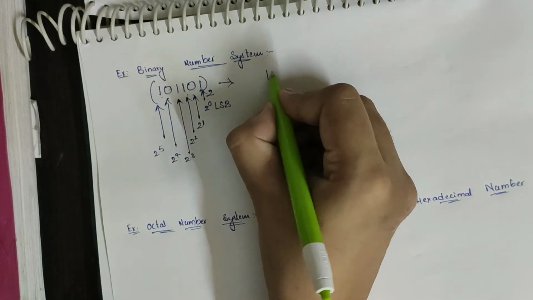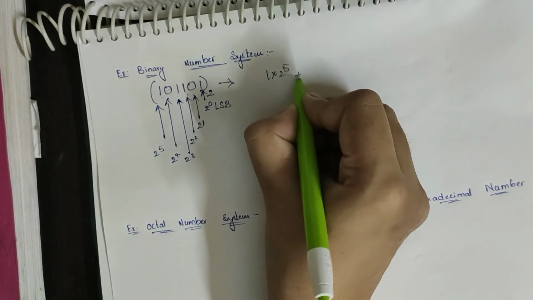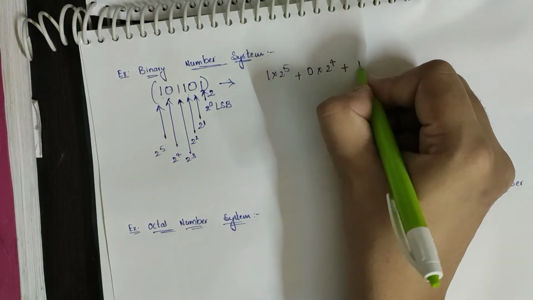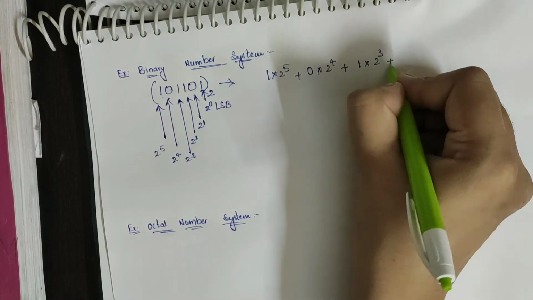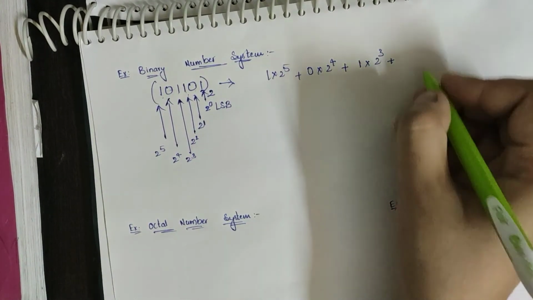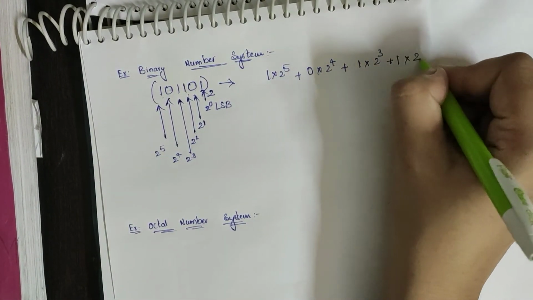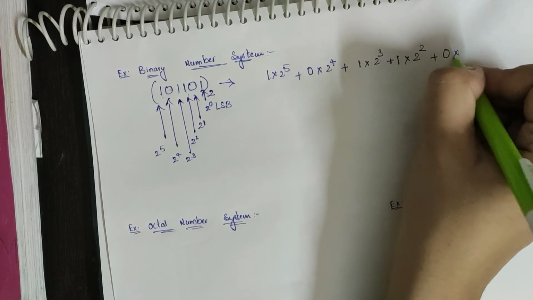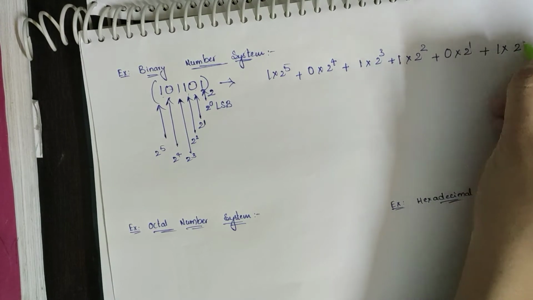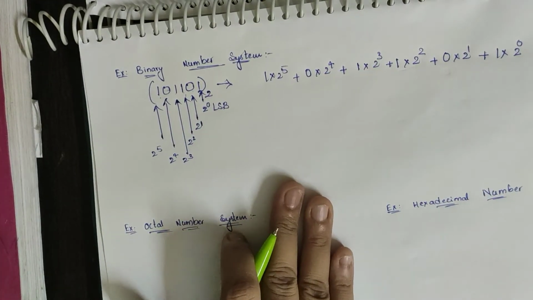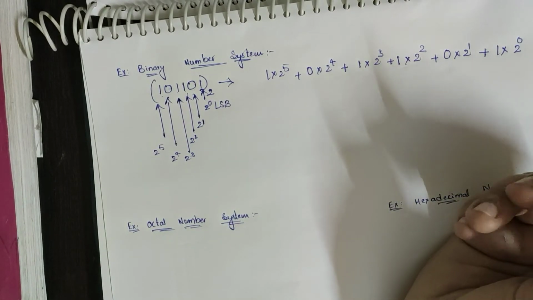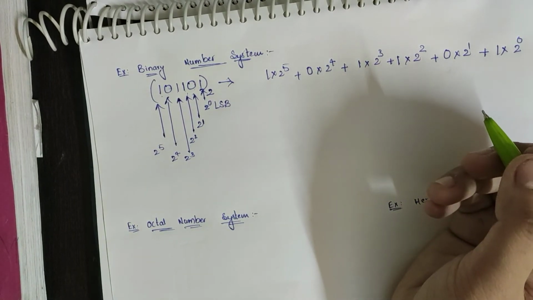That implies 1 into 2 power 5 plus 0 into 2 power 4 plus 1 into 2 power 3, then 1 into 2 power 2 plus 0 into 2 power 1 plus 1 into 2 power 0. So this is how we are going to compute the value which is in the binary number system. Is this clear? Let's take another example.